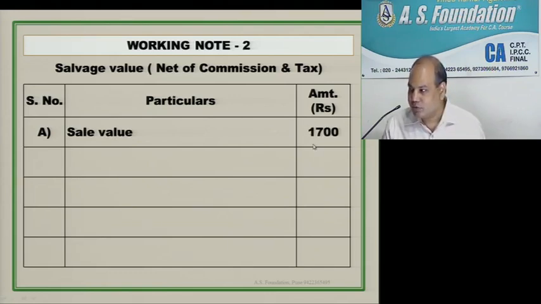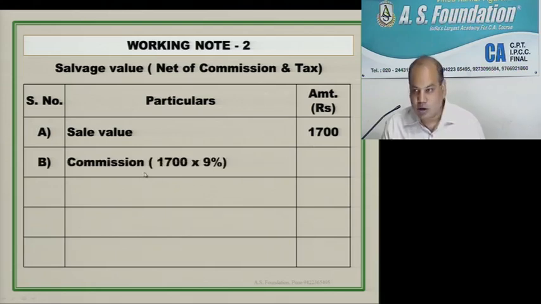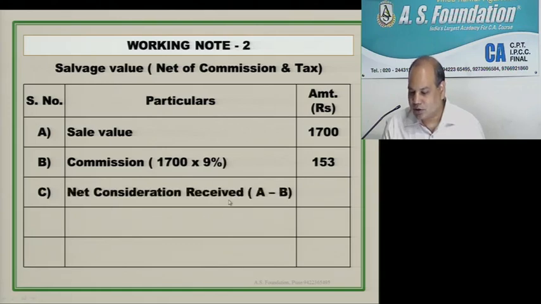E. And then you also have to pay commission on sale at 9%. How much is commission? 153. Net consideration received. What is the net consideration received? 1,547.